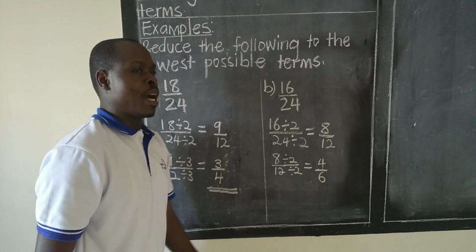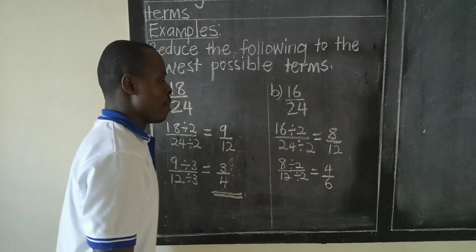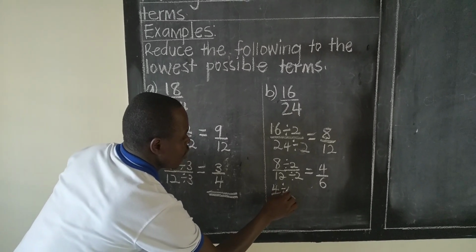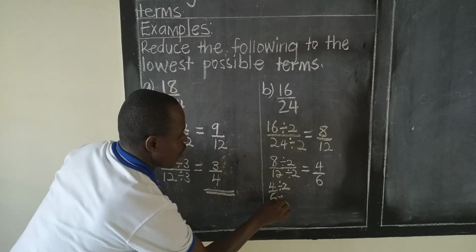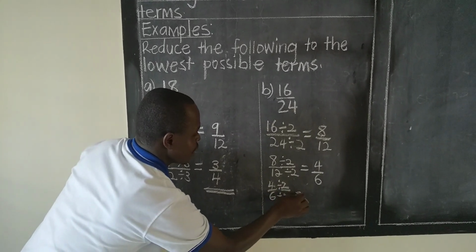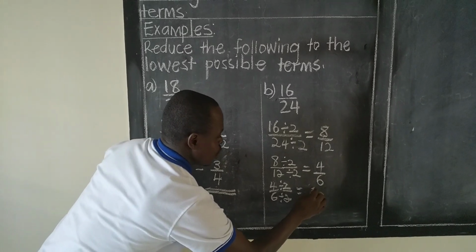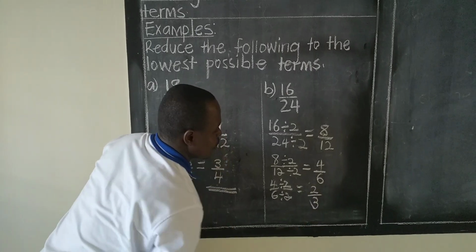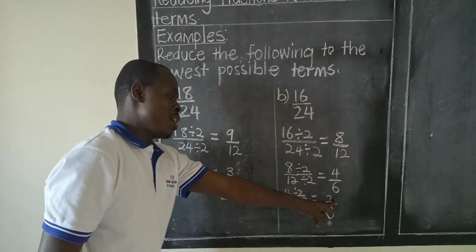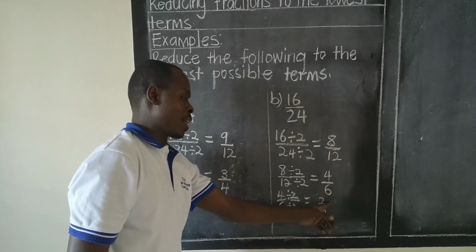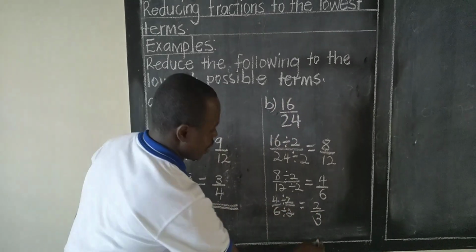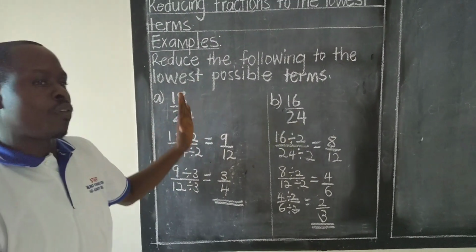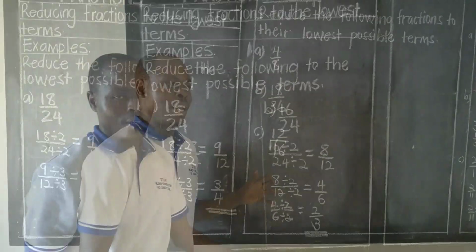Still, these are all even numbers. They can still be reduced by 2. That means we have 4 out of 6 divided by 2. This will give us 4 divided by 2 is 2, out of 6 divided by 2 is 3. So here we see that this is the lowest term. There is no other factor that can divide through 2 and 3. So this is how we reduce fractions to their lowest terms.